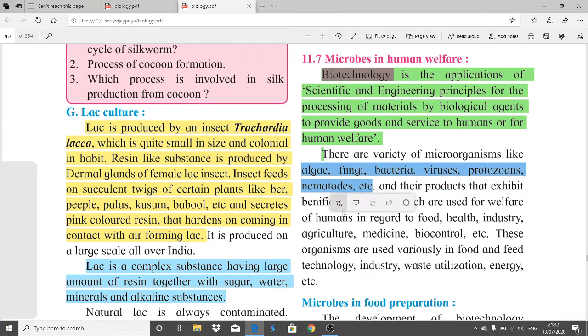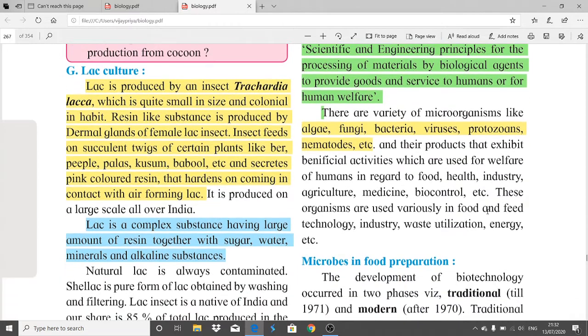So these are a number of microorganisms which are used in various areas for the benefit of humans, and the products that exhibit beneficial activities are used for the welfare of humans. Now they are used in food, health, industry, agriculture, medicine, biocontrol, etc. So all these microorganisms are used in such areas for the benefit of humans.